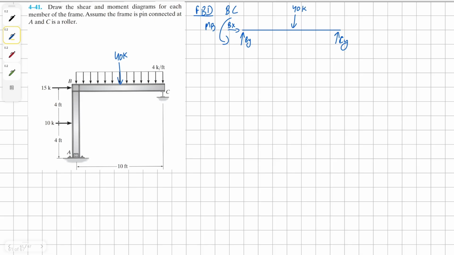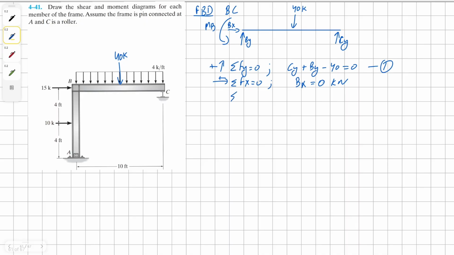Now to find our reaction forces, let's sum the forces in the y direction first of all. We're going to have positive Cy, positive By, negative 40K equals 0. We're going to name it equation 1. Then we're going to sum the forces in the x direction, and we're going to have Bx equals 0, and thus we have a solution for Bx.